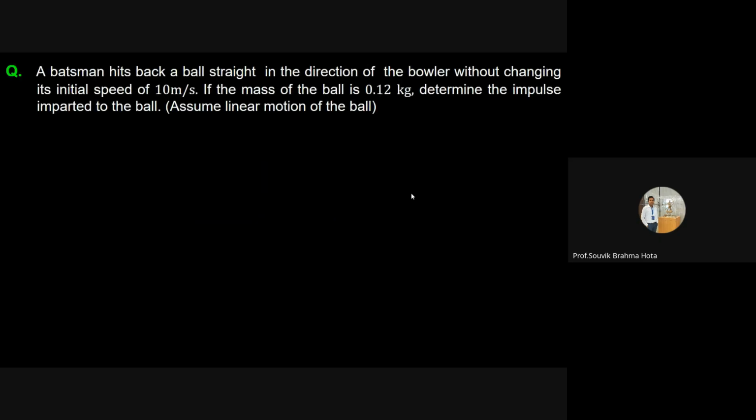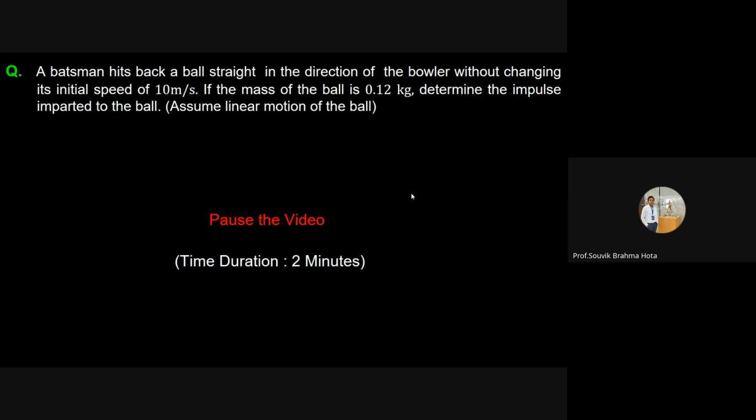Now the question: a batsman hits back a ball straight in the direction of the bowler without changing its initial speed of 10 meter per second. If the mass of the ball is 0.12 kg, determine the impulse imparted to the ball. I assume linear motion of the ball. So we are not assuming any kind of projectile in this case.